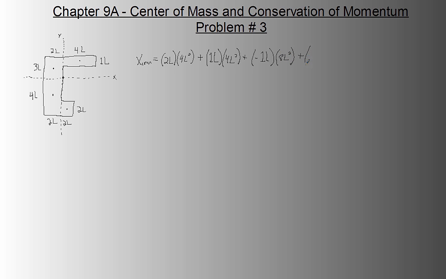Plus, the center of mass is the same here, 2L, so we're over negative 1L. And the area, big parenthesis there, is 3 times 2, 6L squared.